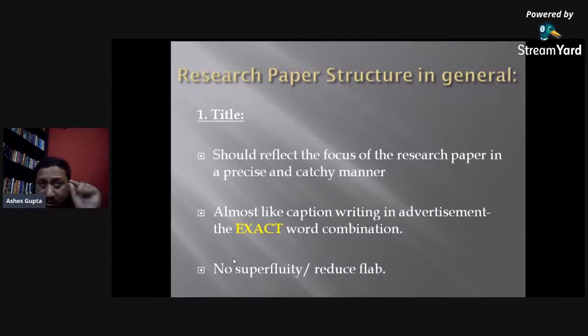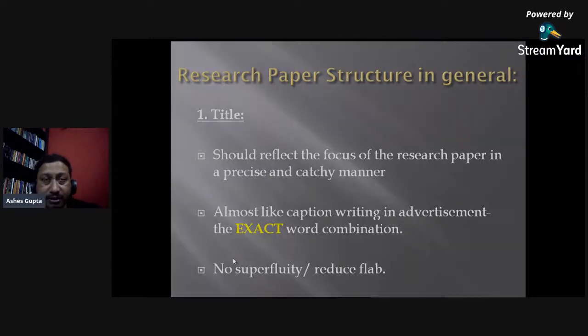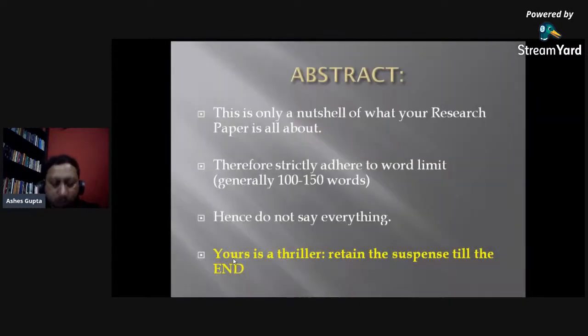And remember, the title has to be precise. It cannot be a paragraph. It's almost like, and I give an example, caption writing in advertisement. What happens in caption writing or copywriting in advertisement? You write the exact word. You don't write anything else. You go for the exact word only.